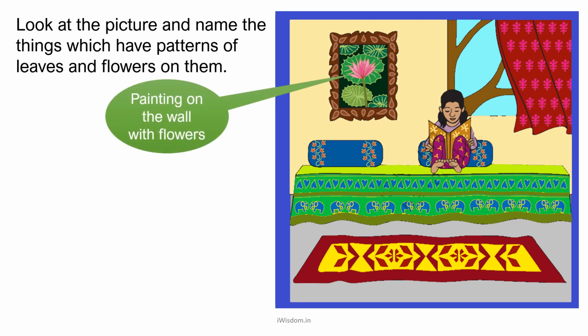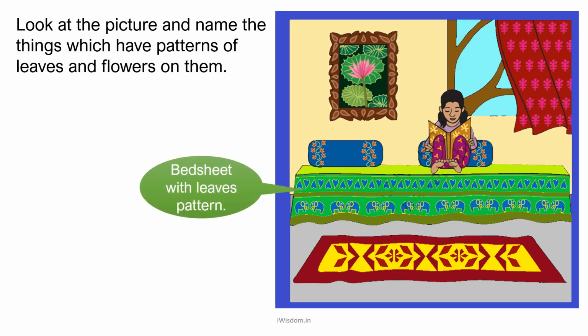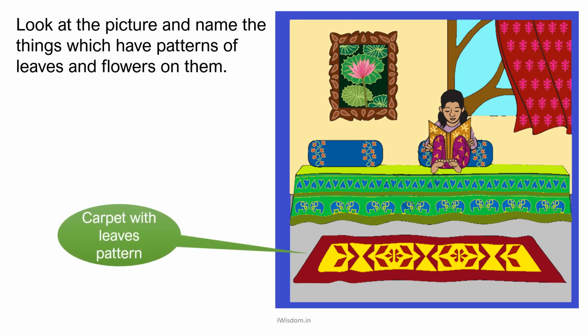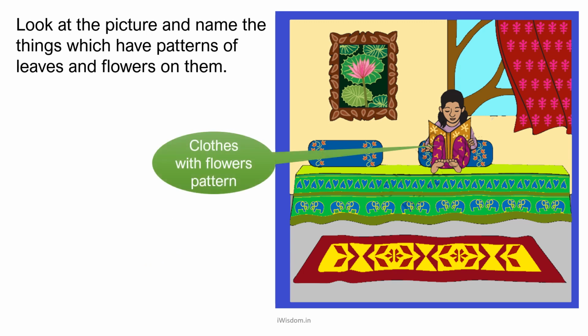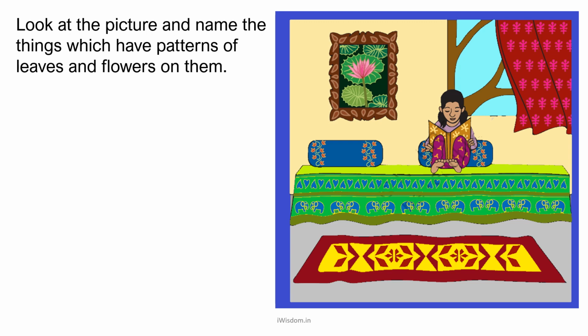Painting on the wall has flowers. Curtains are with leaf pattern. Bed sheet also has leaves on it. Pillow cover has flower pattern. Carpet is with leaf pattern. Clothes worn by the lady are with flower pattern. Even the book binding has flower pattern on it.